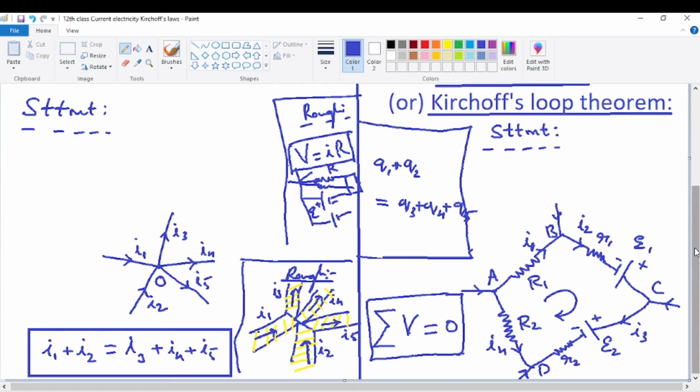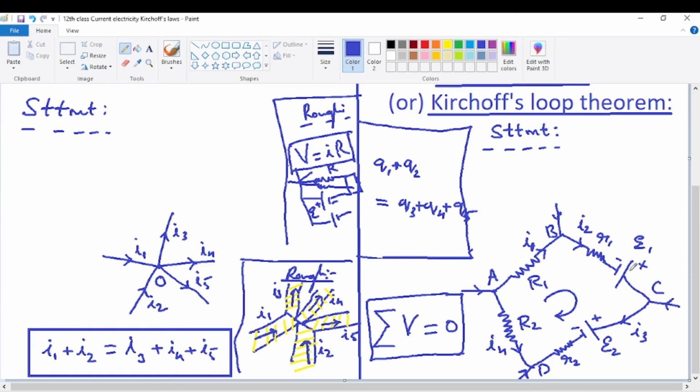Now, the important thing is why the sum of all these potential differences should be 0. The reason for this: apply the definition of potential difference. Potential difference between two points is nothing but the work done in driving a unit positive charge between the two points. And what is EMF? It is the work done by a cell, or by the chemicals of the cell, in driving a unit positive charge from the negative, lower potential end of the cell to the positive potential end. This is the basic definition of EMF.